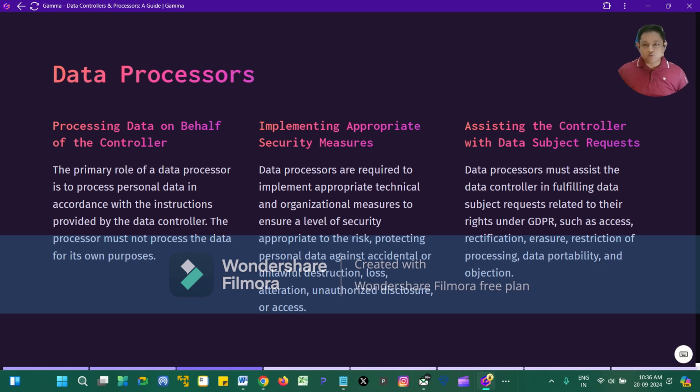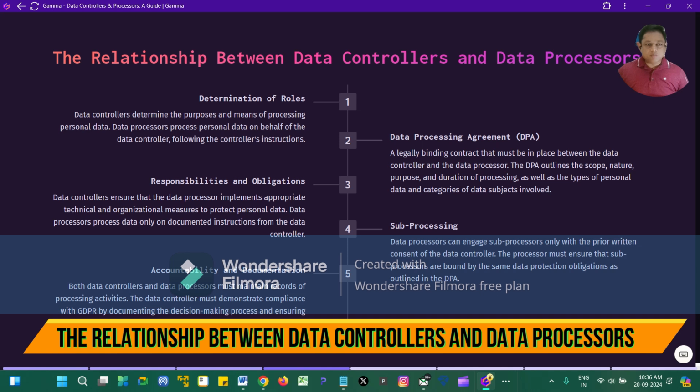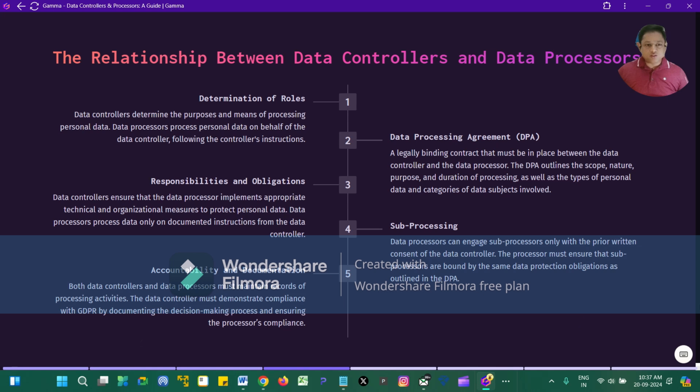Assisting the controller with data subject requests. The data processor must assist the data controller in fulfilling data subject requests related to their rights under GDPR, such as access, rectification, erasure, restriction of processing data, portability, and objection. The relationship between the data controllers and data processors. First, determination of roles. Data controllers determine the purposes and means of processing personal data. Data processors process personal data on behalf of the data controller following the controller's instructions.